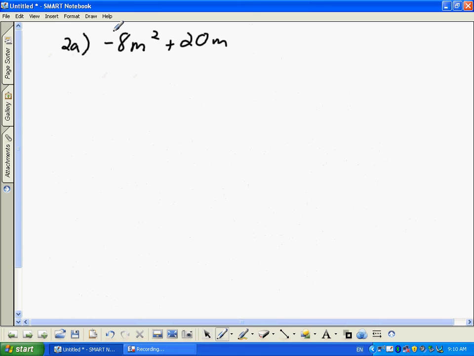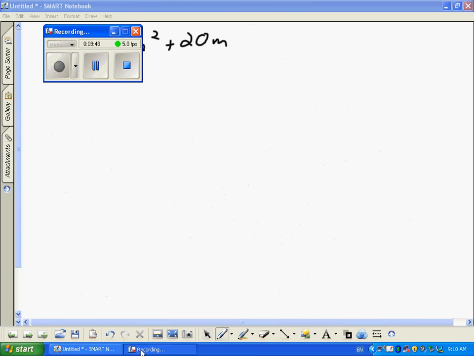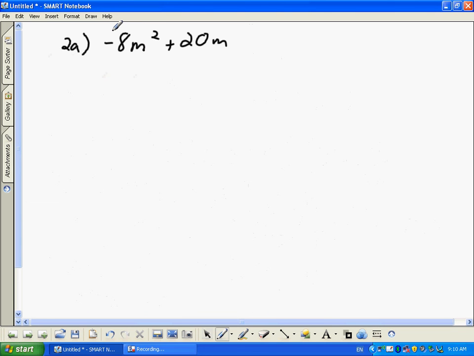Okay, question 2a, negative 8m squared plus 20m. It says factor by taking out the greatest common factor. We have our negative 8m squared plus 20m, like it says, greatest common factor. First of all, I'm going to look at the coefficients. Those are the numbers in front of the variables. I can see if there's a common factor between any of them. -8 and +20. So I know that I could take 4 out.